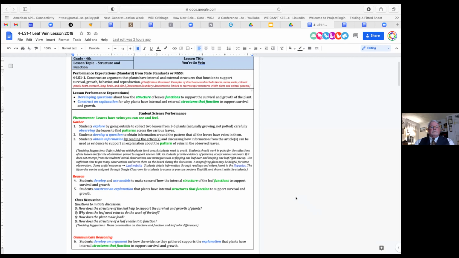Structure, internal and external, the structures of the plant, basically. Yeah, I think that's pretty fair. Did anybody pick out a dominant practice? What do you think is the main practice that's going to be really important in this lesson that the students are going to embrace?